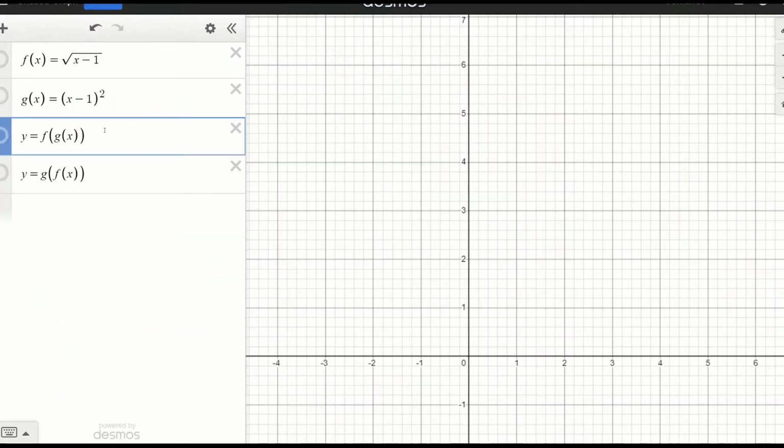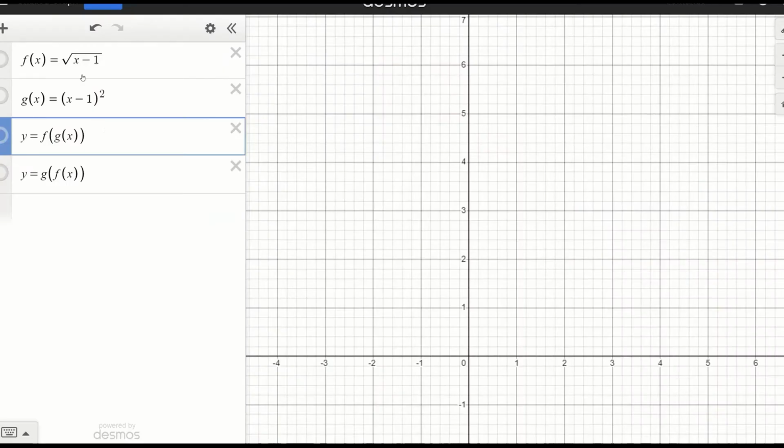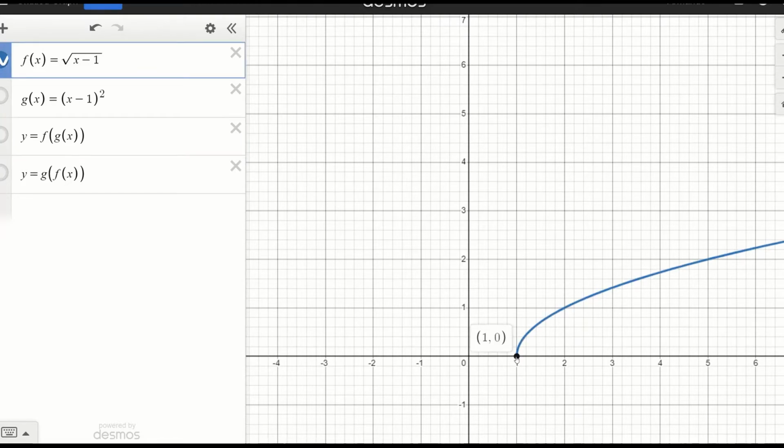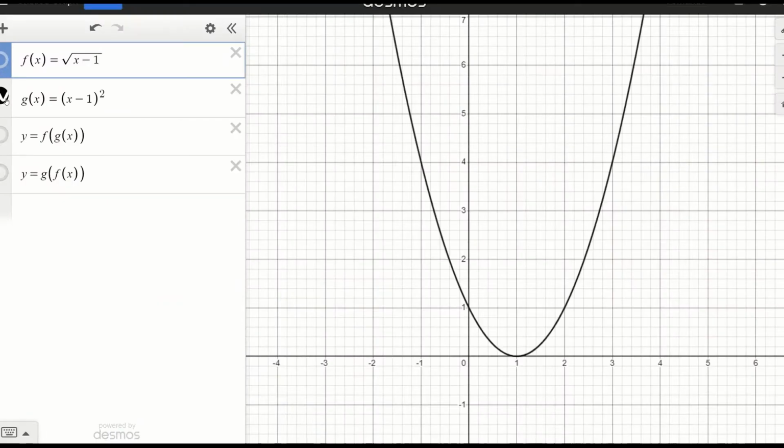So we're going to go to our graphing calculator, and the first one was f of x is the square root of x minus 1. I put that right here. And again, the domain restriction is 1 included and everything to the right of that. Our second function was x minus 1 quantity squared, which again is just a parabola shifted to the right.